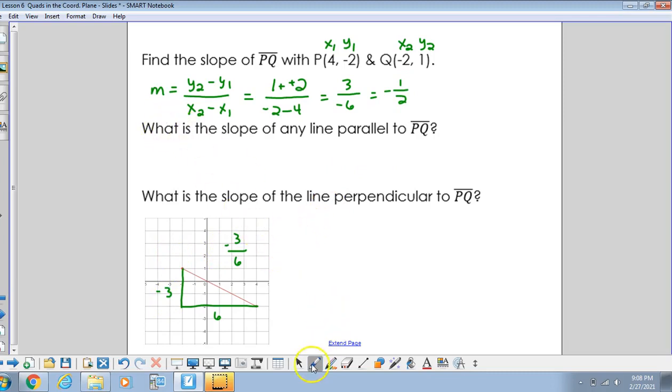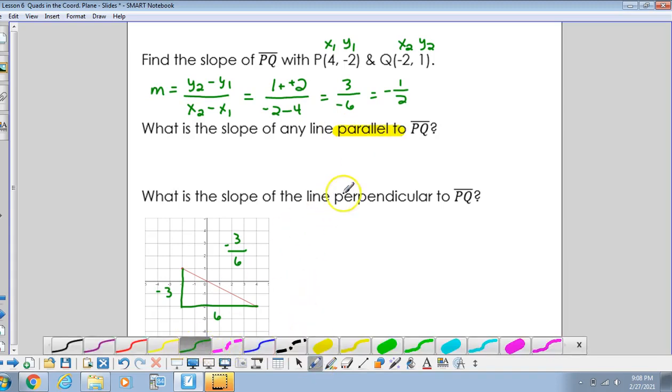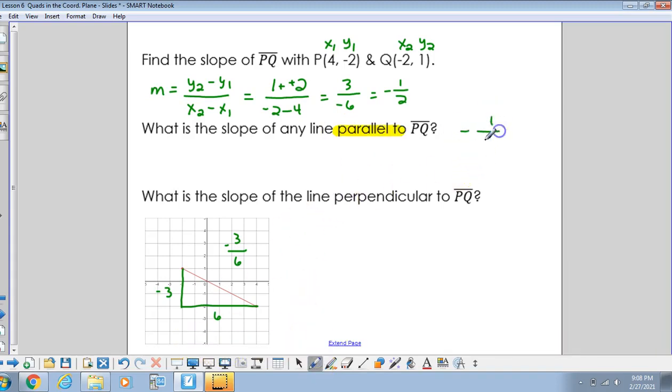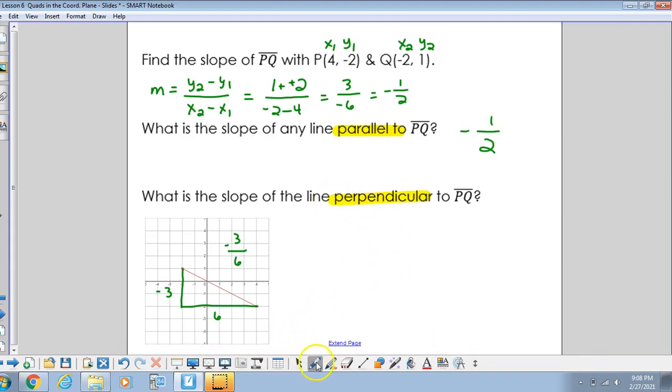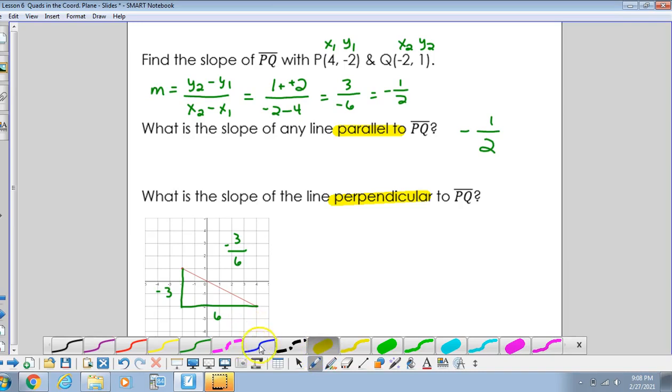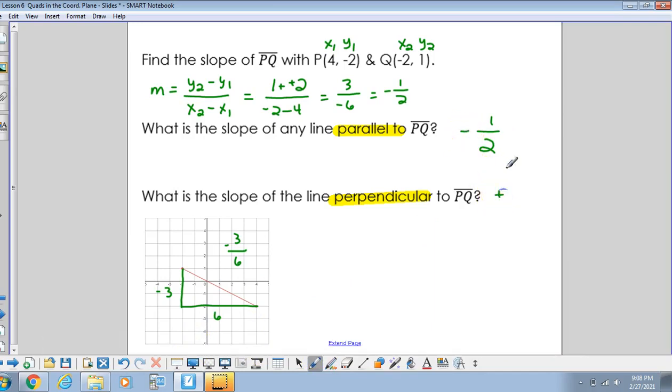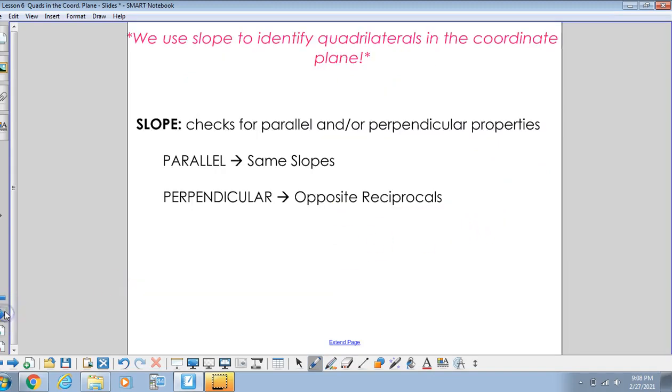Now the slope of any line parallel to PQ is going to have that same slope, so it will be -1/2. And for the slope of any line that is perpendicular to PQ, perpendicular lines have slopes that are opposite reciprocals. Opposite means we change the sign, so from negative to positive, and reciprocal means we flip this. Instead of 1 over 2, we have 2 over 1, and if it's over 1, we can just write that as +2.